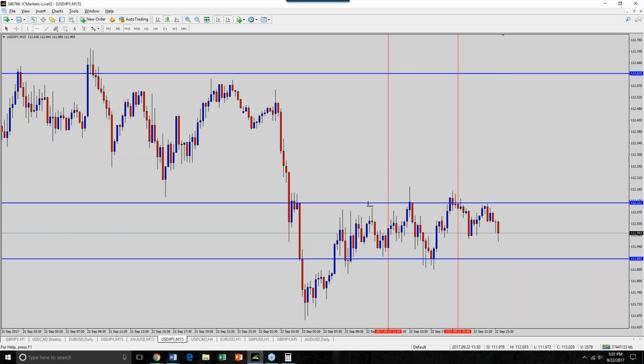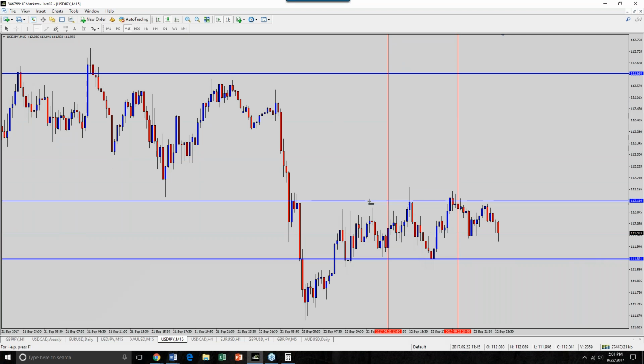You can say for the most part, this would probably be your resistance level. You can say your range here, we've got 112.120 to 111.91. So when you look at that, you're looking at basically 20 pips, okay? So there's not much to work with.